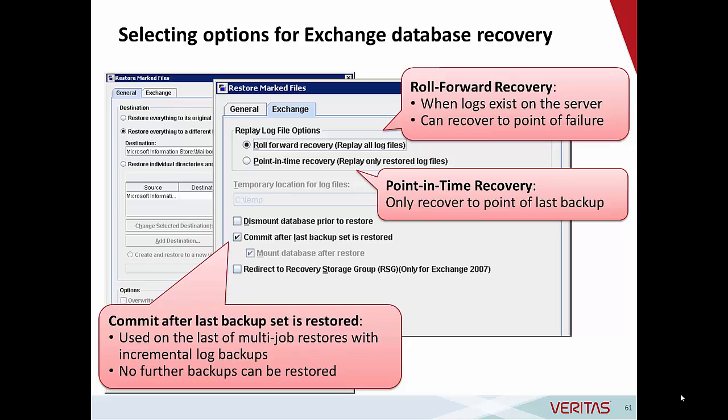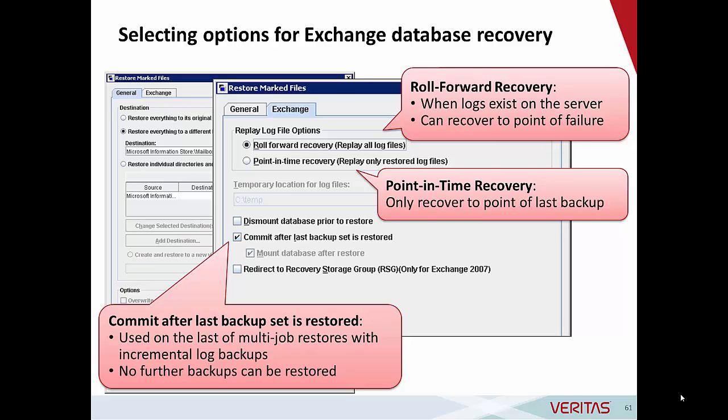A couple other options over here, like whether you'd want the database dismounted prior to restore or not, and whether you want to commit or not after the last backup set is restored. Now you want to make sure that this option is selected only on the last restore for multi-job restores. Once this option is selected and the restore is run, no further backups can be restored against that Exchange database.